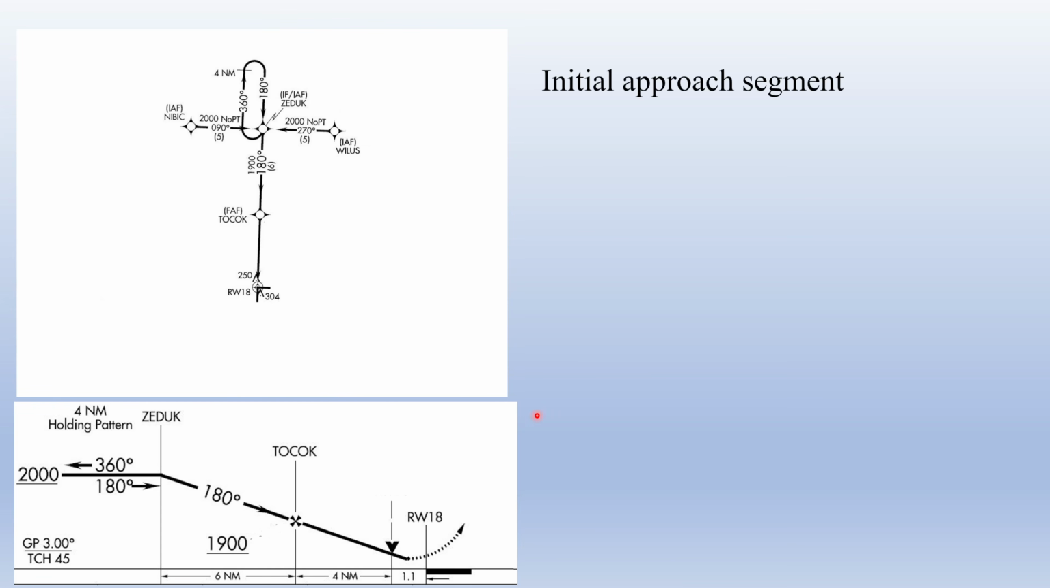And sometimes you'll see on approaches that a fix will be labeled both as an intermediate fix and initial approach fix. I can use Zedek as an initial approach fix, but I do have to do the procedure turn if I'm going to go in that way. And the way that works is if I'm flying up from an area that I would need to use that procedure turn, I can fly over Zedek. And the first time I hit Zedek and then proceed out onto the holding pattern in lieu of the procedure turn, Zedek is an initial approach fix. And then as I fly back over Zedek the second time, that's now an intermediate fix. So that's how that works and why sometimes a fix is labeled as both an initial fix and an intermediate fix.